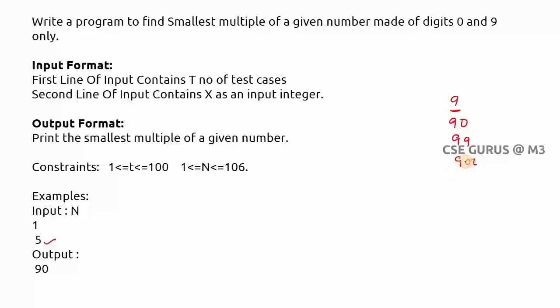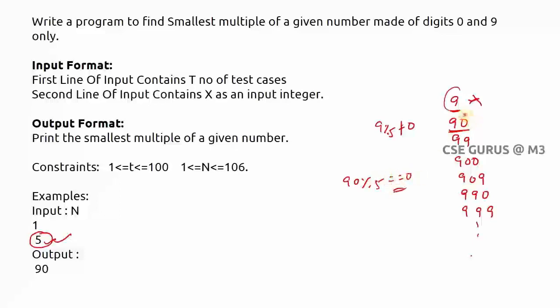Next number is 900. Next number is 909. Of course, the next numbers are 990, 999. Like this you have numbers. In these numbers, you have given the input as one number, 5. So tell me which is the smallest number that you can divide by 5 where the remainder is 0. Can I divide 9? 9 modulo 5, is it 0? No. So you cannot take 9. What about the next number, 90? Is 90 modulo 5 equal to 0? Yes. So that's why my output should be 90.